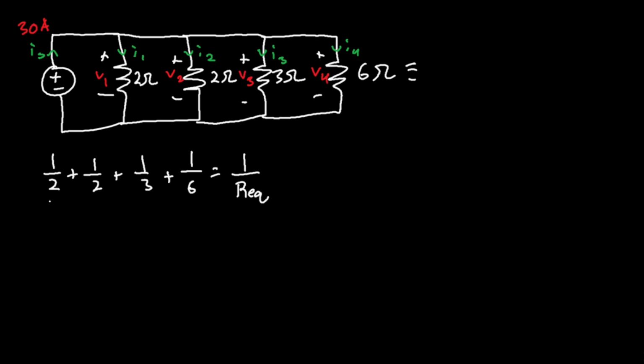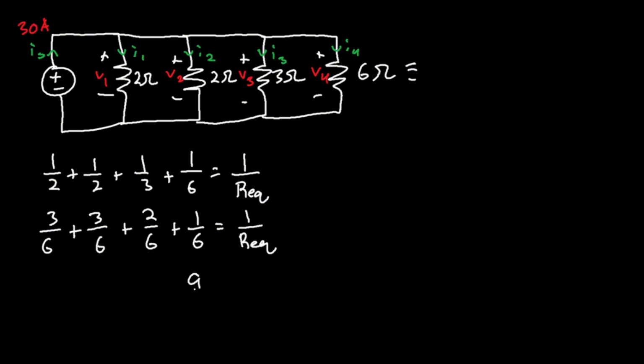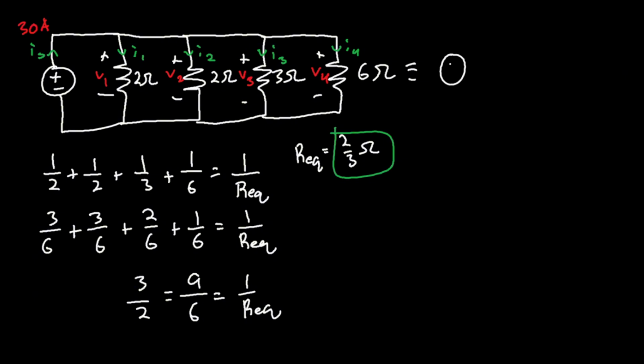All right, once we have this, we need to put everything over the same denominator. 3 over 6, 3 over 6, 2 over 6 plus 1 over 6. Well, what do we get? Add all these together, and you get 9 over 6, which is equal to 1 over Req. But 9 over 6 can be simplified into 3 over 2. Okay. So if we find the reciprocal of both sides, Req is equal to 2 over 3 ohms.